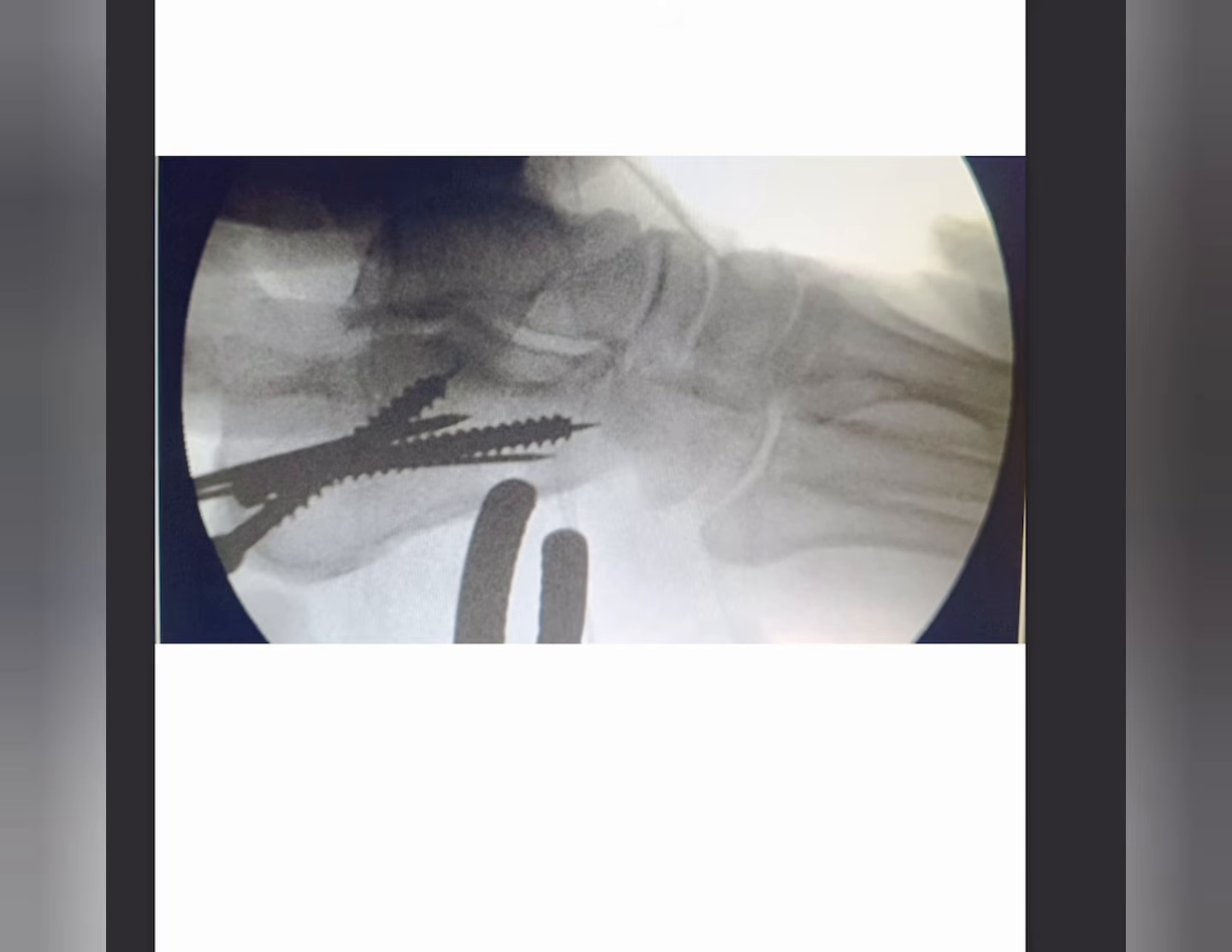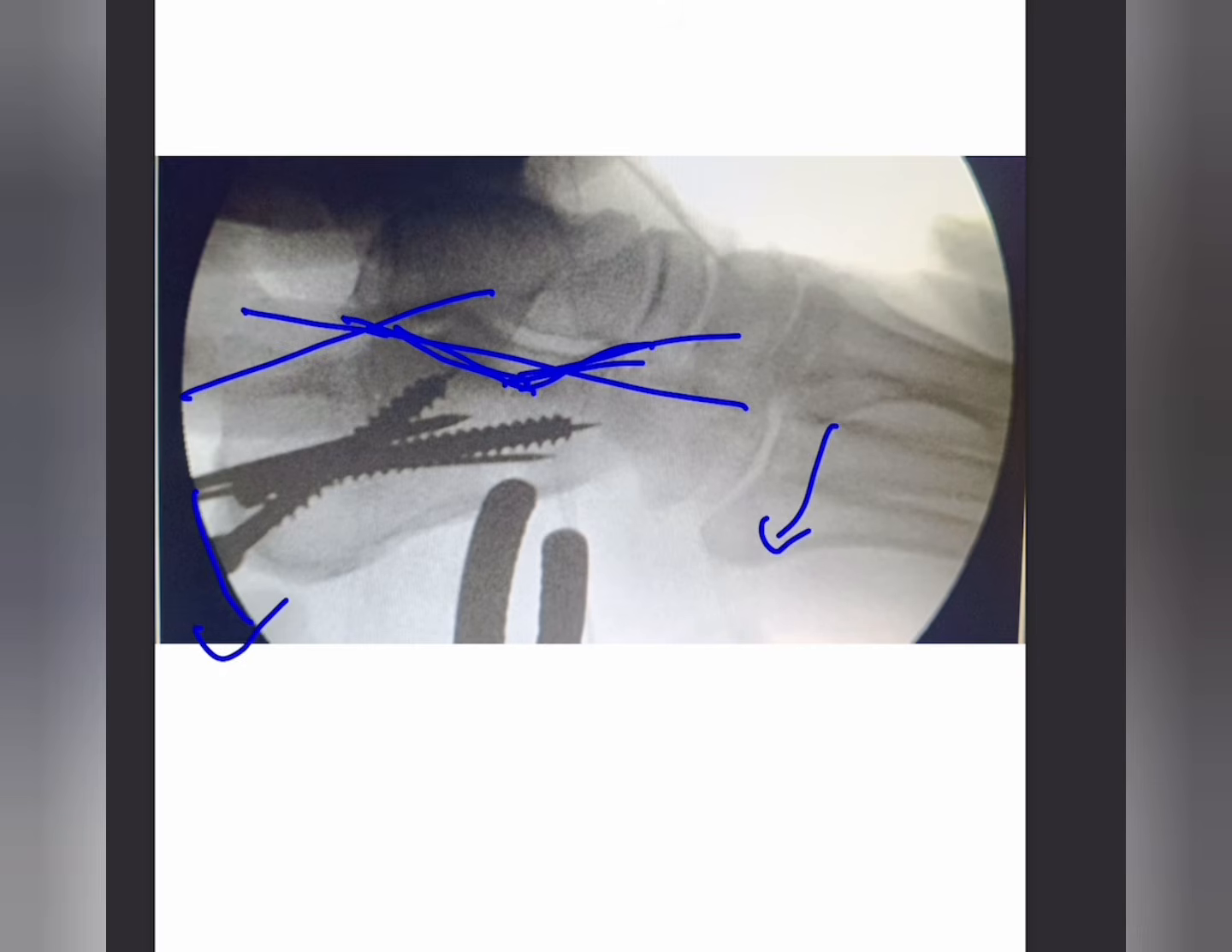At the same time, you need to keep looking at the angles. You should not be playing with the angles, which is important. At every moment, if needed, you should perform the Essex Lopresti maneuver, or one assistant should keep holding the foot in the Essex Lopresti maneuver, as required.